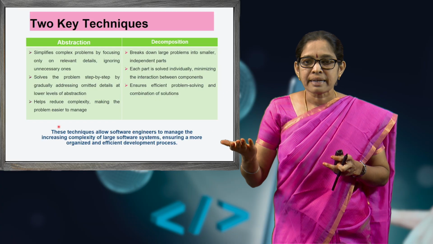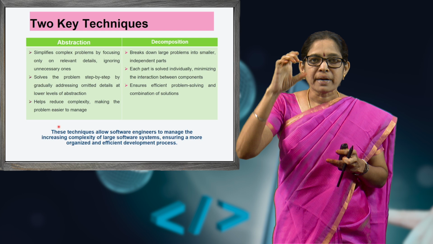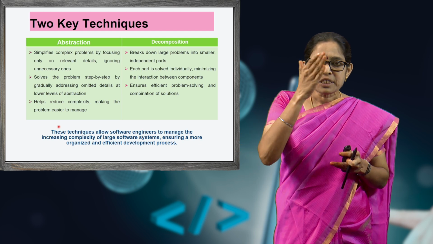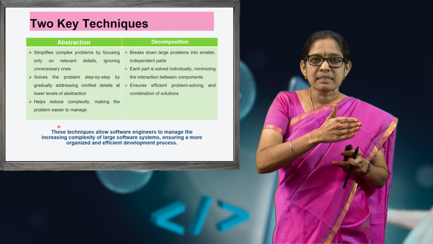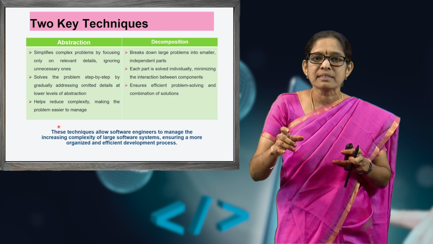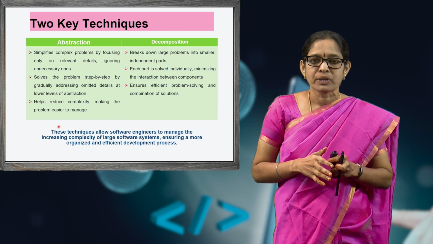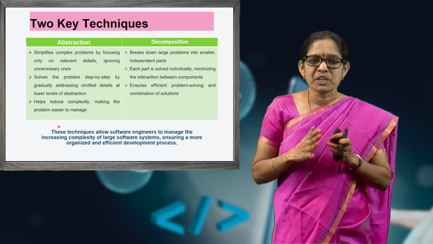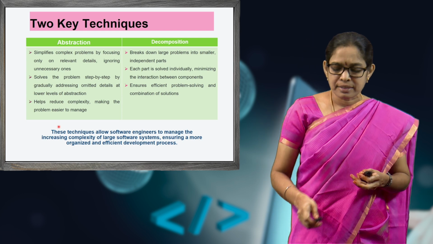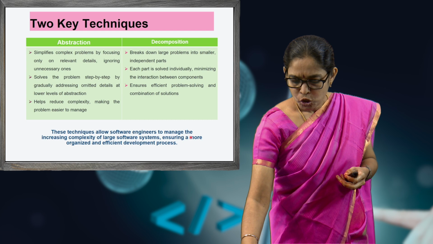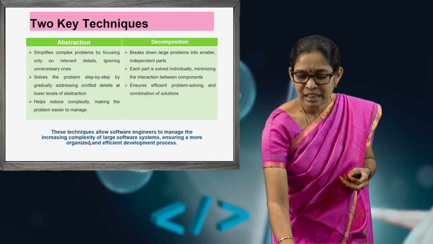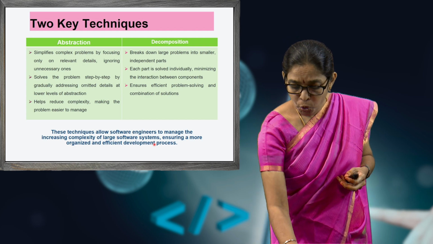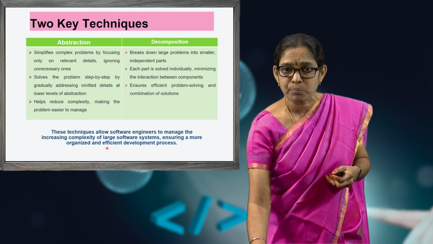Then the next technique, decomposition, breaks the large problem into smaller independent parts. Each part is solved individually, which minimizes the interaction between the components. Here it ensures efficient problem solving and a combination of solutions. These techniques allow software engineers to manage the increasing complexity of large software systems and ensure a more organized and efficient development process.